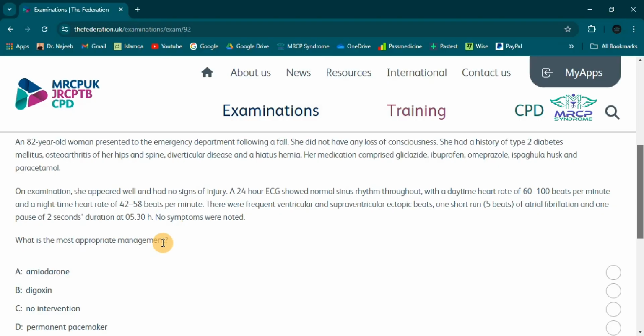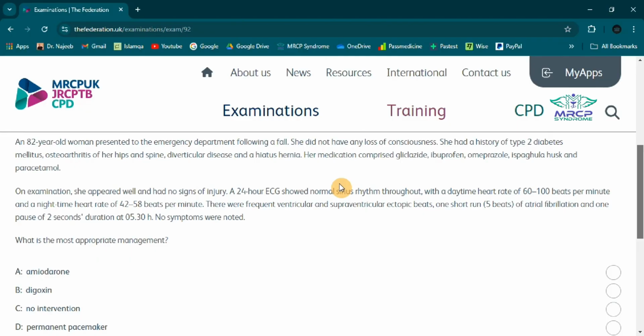If we analyze the clinical context and consider the age and the history of fall, the patient is elderly and presented after a fall, but she did not lose consciousness and there were no signs of injury. She has type 2 diabetes, osteoarthritis, diverticular disease, and hiatus hernia, and her medications are not particularly concerning for cardiovascular issues, except that ibuprofen may carry some cardiovascular risk.